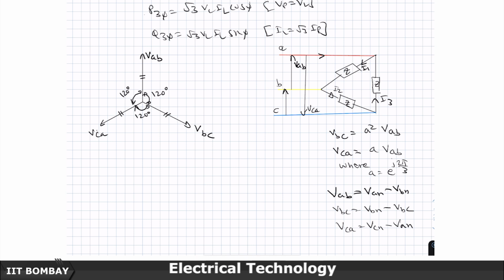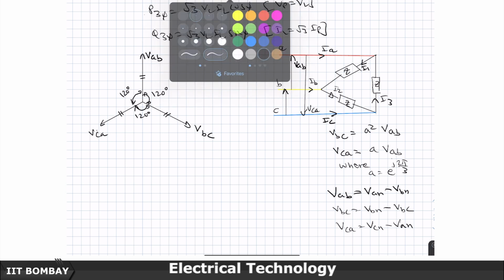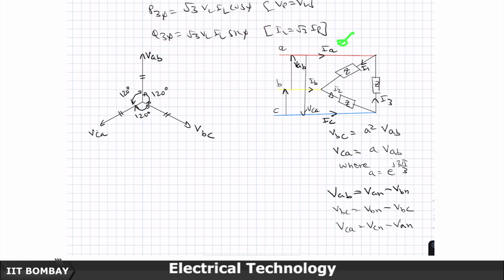This is IA, IB and IC. These are line currents. This is the first line current, second line current and the third line current. So, these are the three line currents which I am having.